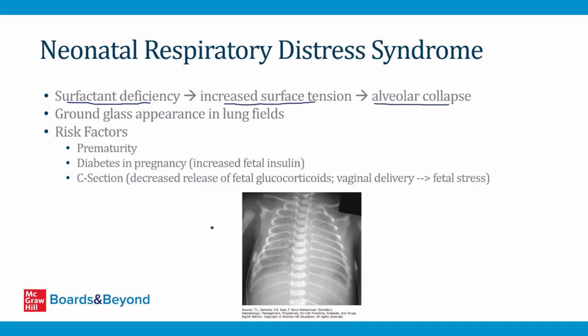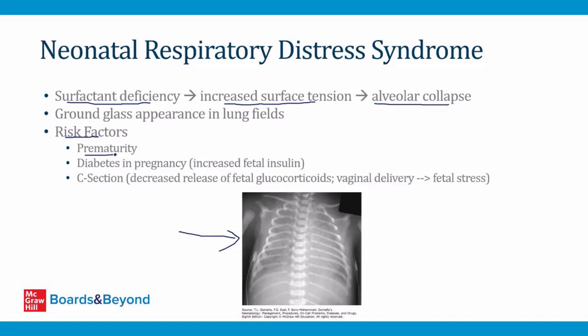The classic finding on chest X-ray in a newborn baby with respiratory distress syndrome is ground glass in all lung fields. This is an example of what it looks like here. You can see this white patchy material on both sides of the chest in all lung fields. It kind of looks like ground glass, and that's why it's called a ground glass appearance. Some of the risk factors for this condition are shown here.